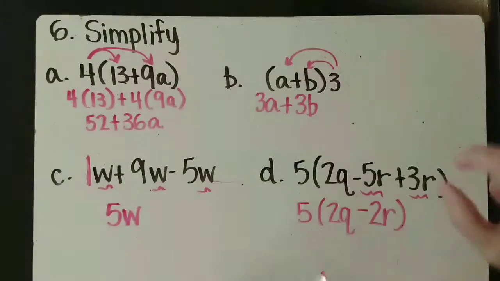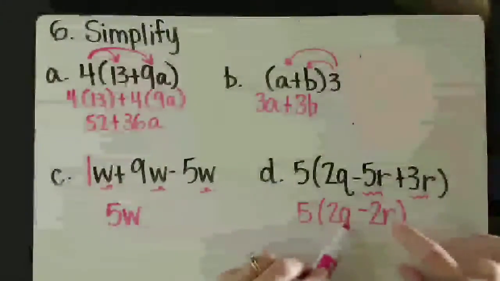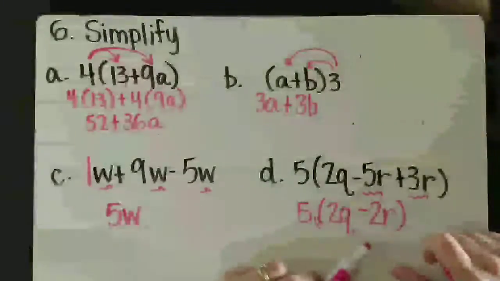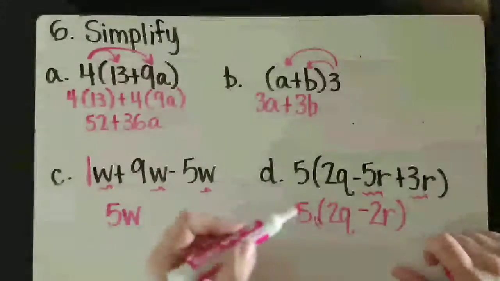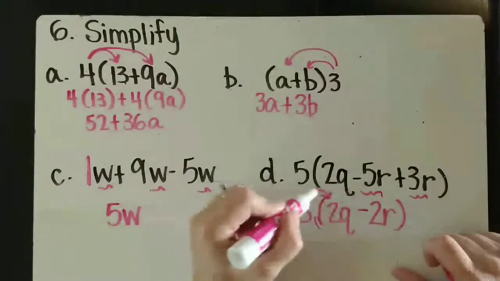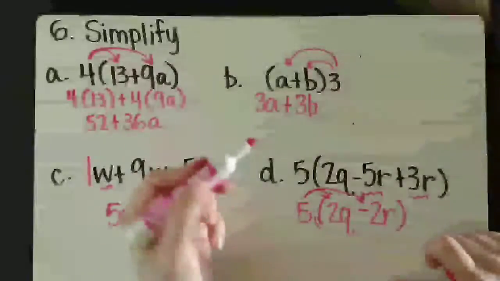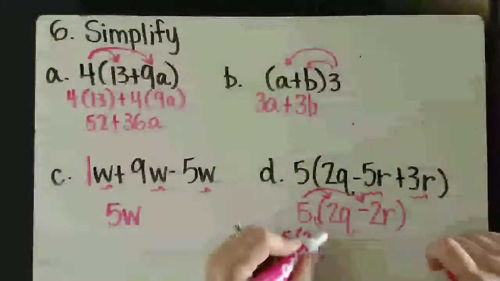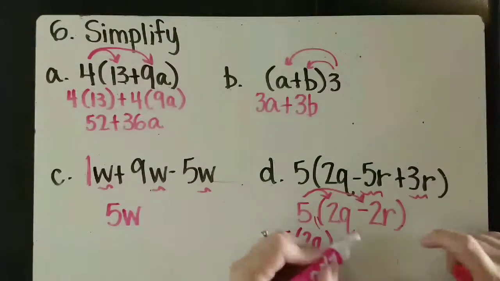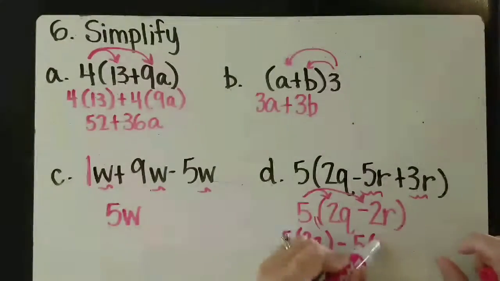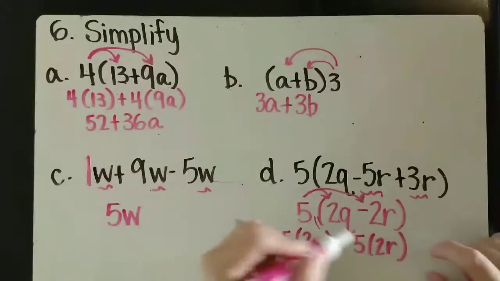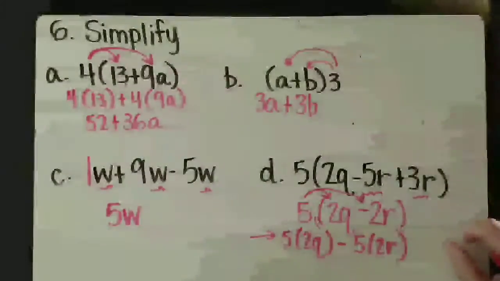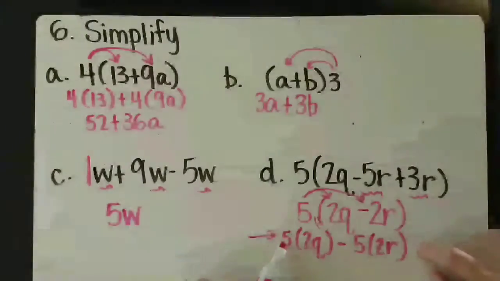These two cannot be combined. They are not like terms. There's a Q and there's an R. So the parentheses are simplified, but the entire problem is not. You need to go ahead and distribute that 5 to each term inside the parentheses. So what that looks like is 5 times Q, bring down your minus sign, 5 times 2R. This right here, you don't necessarily have to show as long as you can think of this in your mind.